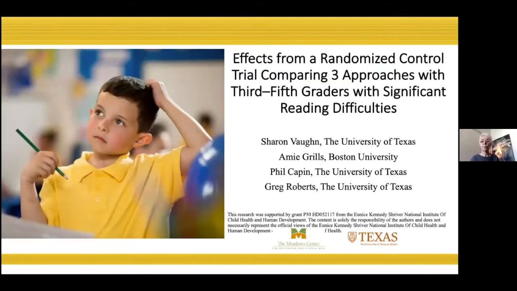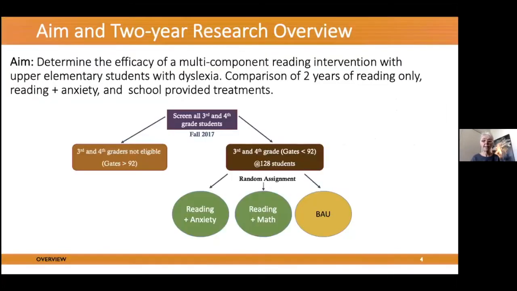My particular presentation is on the effects of a randomized controlled trial comparing three different approaches with third and fifth graders with reading difficulties. Two of the approaches are treatments. One of the approaches is a business as usual, a three-arm study. In this three-arm study, the aim over a 2-year period was to examine the efficacy of a multi-component reading intervention. So the focus was really on students with reading difficulties in the upper elementary grades. And we randomly assigned students to one of three conditions.